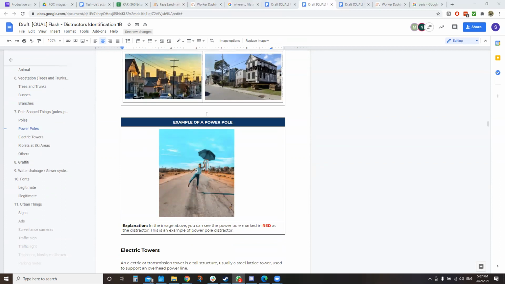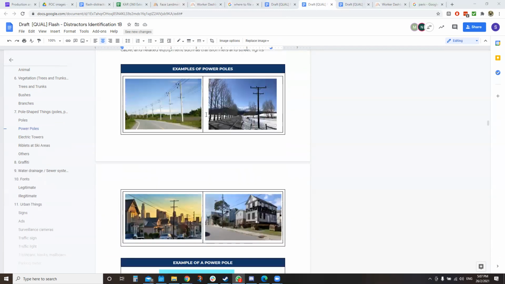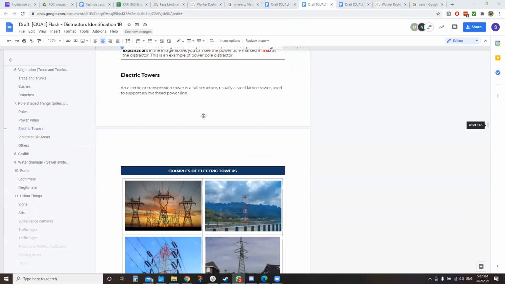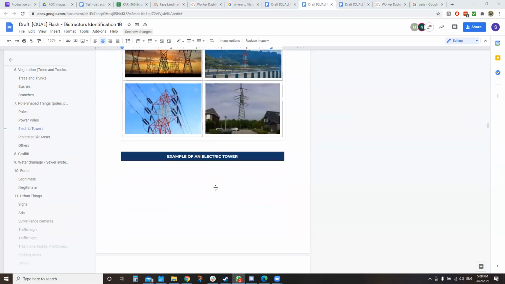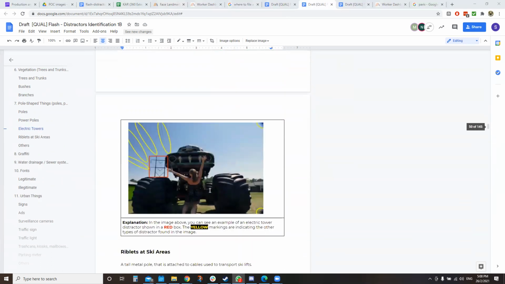Okay, same for this. Okay, and then electric towers again. Now this one is when electric towers are a distractor. Sometimes, like I said just now about the cable car, certain things might be the focus object. So don't just assign it as a distractor because I told you it's a distractor. Okay, same example.